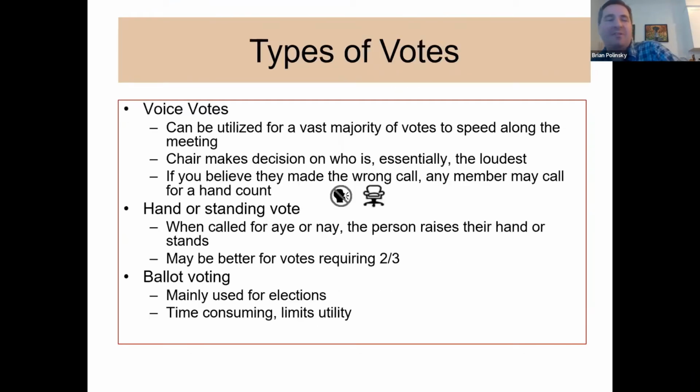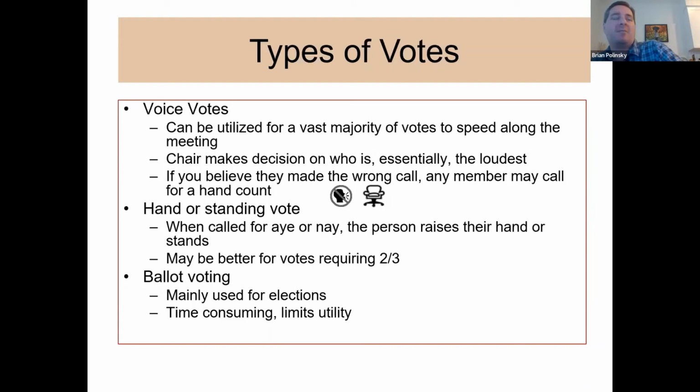So what are the types of votes that you can take at a meeting? For most types of votes, a voice vote should be fine. That can be utilized for the vast majority of votes in order to speed along the meeting. And then the chair makes a decision on who is essentially the loudest. Now, sometimes you'll do a voice vote and it turns out people are rather equally divided or close to it.